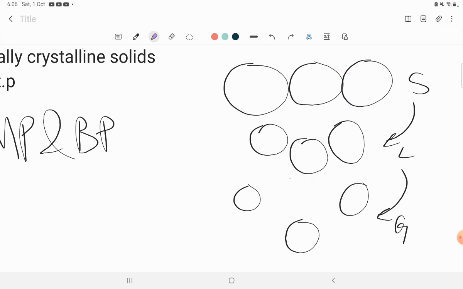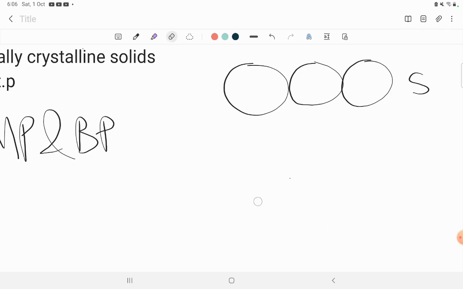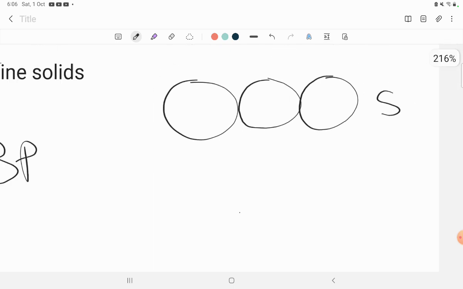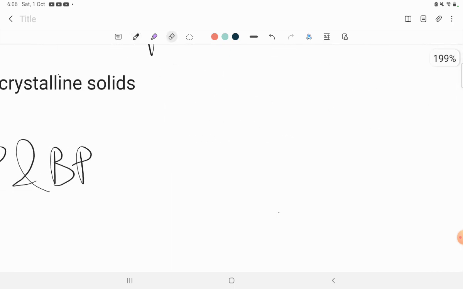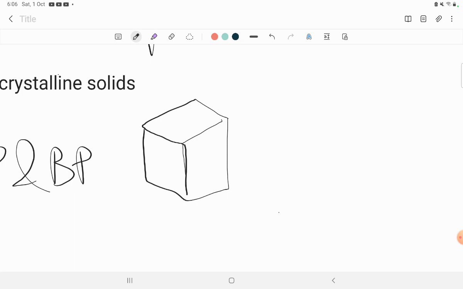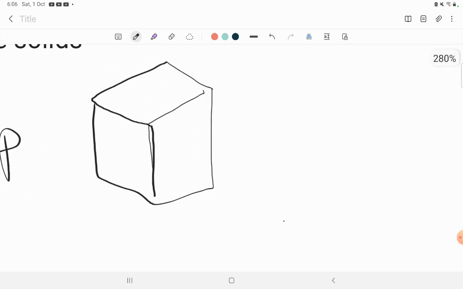Okay, so what happened to these electrostatic forces of attraction? Well, basically, when you heat up, let's imagine an ice cube. Okay, an ice cube. Yeah, cube. That's good enough.